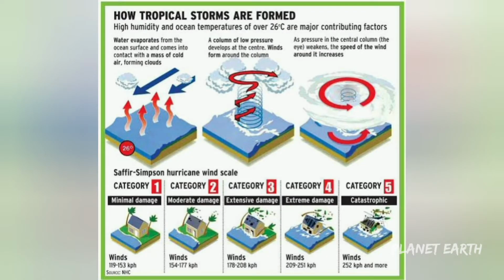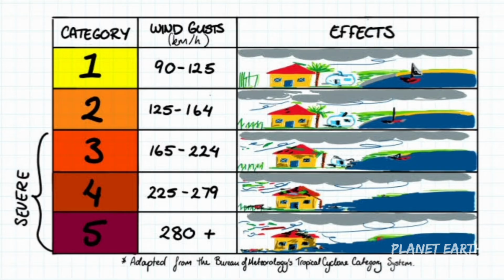We can also define tropical cyclones on the basis of their wind rates. Cyclones are classified by wind speed and the harm they cause. First category, wind speeds ranging from 90 to 125 km/h, some noticeable harm to buildings and trees. Second category, wind rates ranging from 125 to 164 km/h, housing harm and important crop and forest harm.